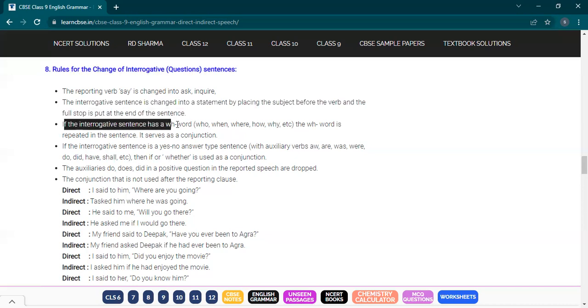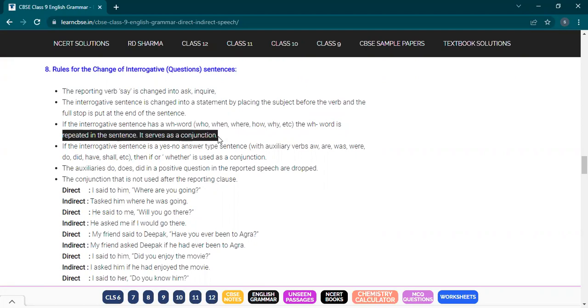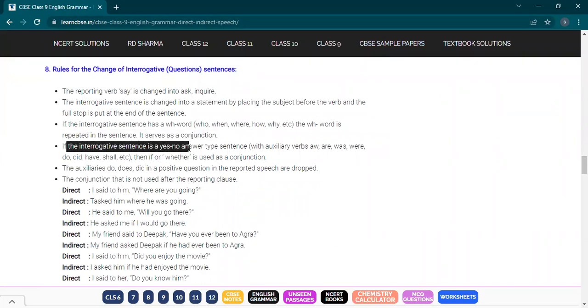If the interrogative sentence has a WH word, kaun kaun se, who, when, where, how, why, etc., then the WH word is repeated in the sentence, it serves as a conjunction. We will see to it. Jab aap iski example karoge tab aapko aur clarify ho jayega. If the interrogative sentence is a yes no type, questions are of two types. First category of question will be that in which the answer will be either yes or no.